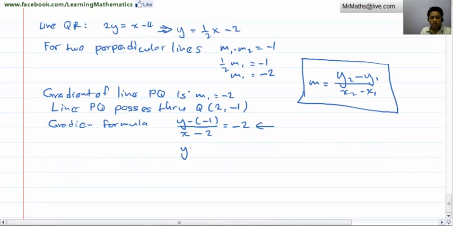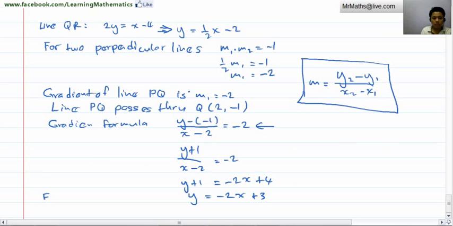Then this is y plus 1 over x minus 2 equal to minus 2. Then y plus 1 is equal to minus 2x plus 4. And as such, y is minus 2x plus 3. So this is the equation of line PQ.